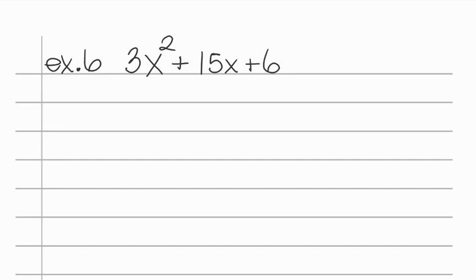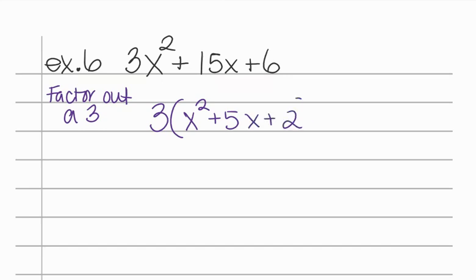Okay, so first step, my a is not 1. I want to try to make it a 1. So that means I'm going to factor out a 3. And if you notice, both of these, my b and my c, also have a factor of 3. So we should be good. So I'm going to get a 3 times x squared plus 5x plus 2.